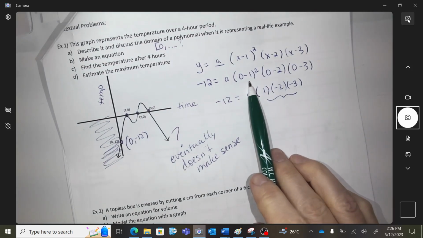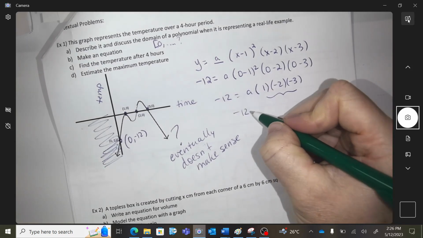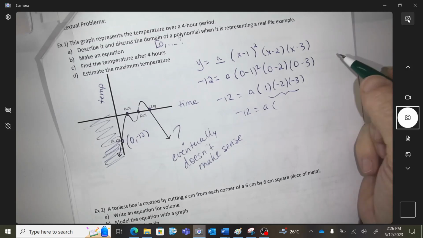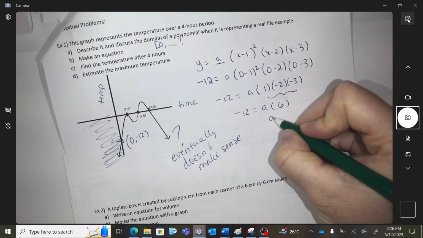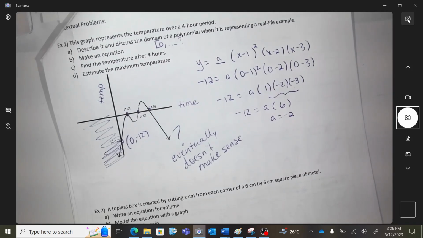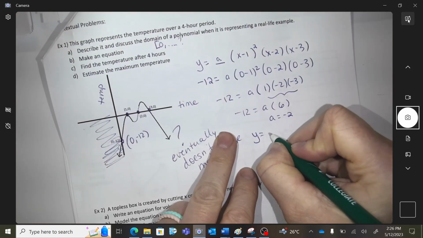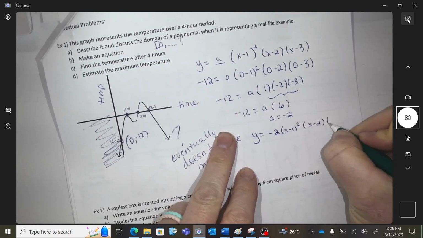Okay, so negative 1 squared was 1. All of that times is to be what? 6. So A equals negative 2. Is it making sense for you to know that A is negative because of the shape? Right? It's not a W, it's flipped. So final equation, y equals negative 2, (x minus 1) squared, (x minus 2), (x minus 3).